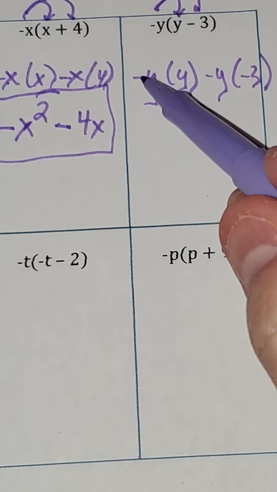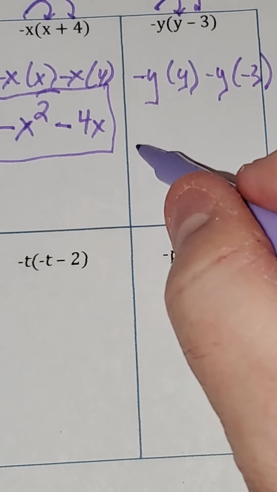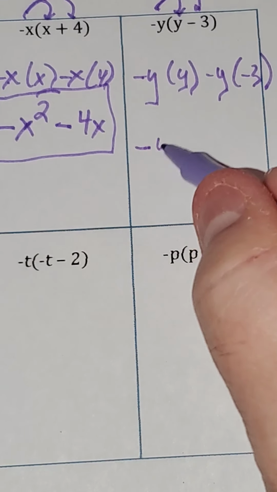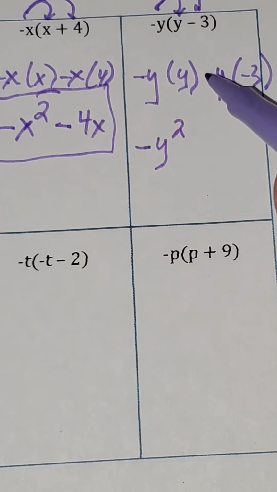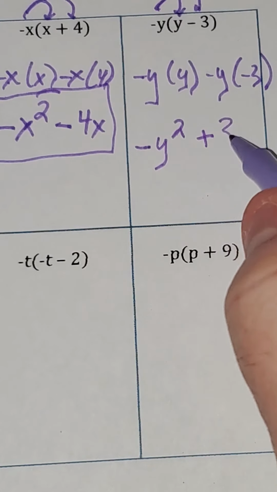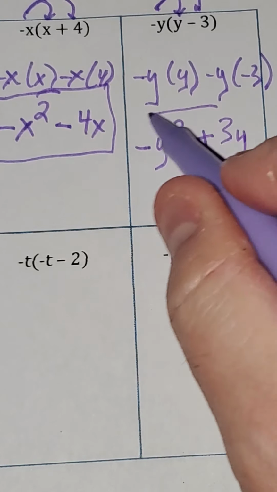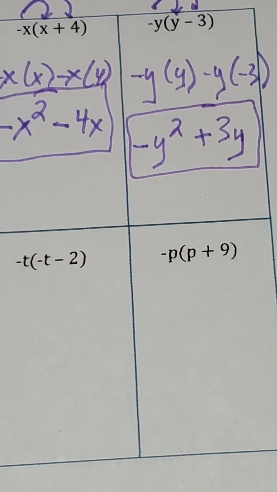So pay attention. Negative times positive is a negative. Y times y is y squared. But a negative times a negative makes a positive, and 3 times y is 3y. And there we are done. Okay? Now, there is a short rule.